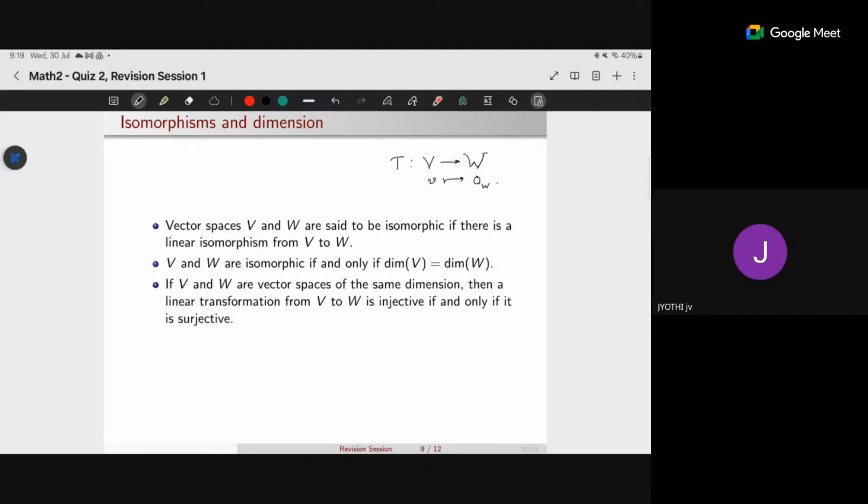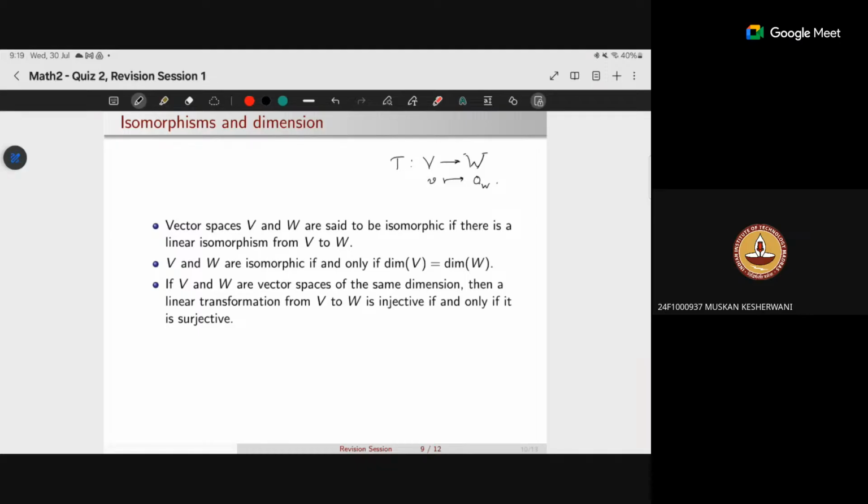Can you consider all possible maps and check one by one? That is not practical. So the practical way of checking whether or not two vector spaces are isomorphic is to just compare their dimensions. The proof of this I will not give. I think it is given. First, we should see their size.